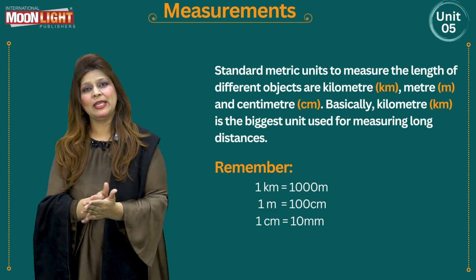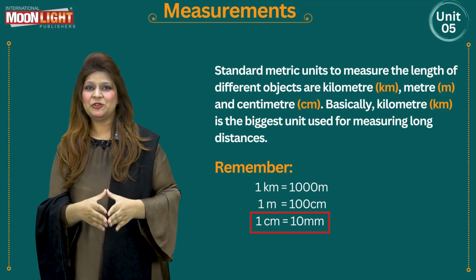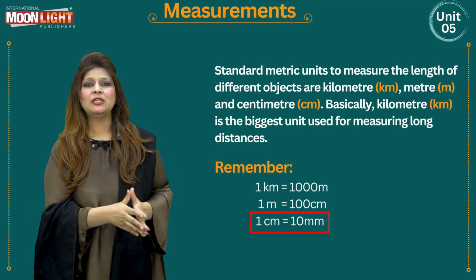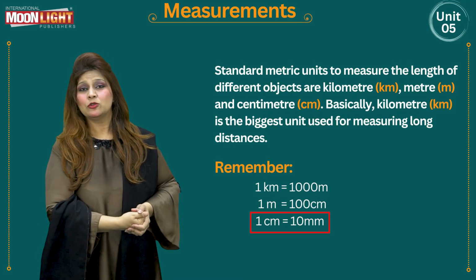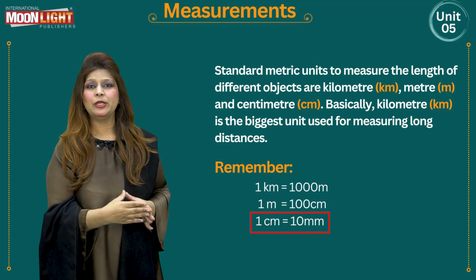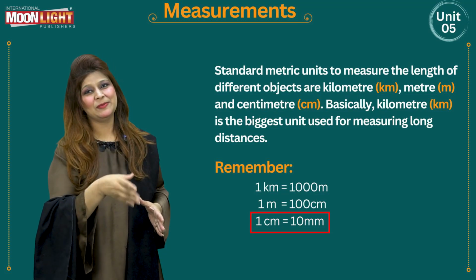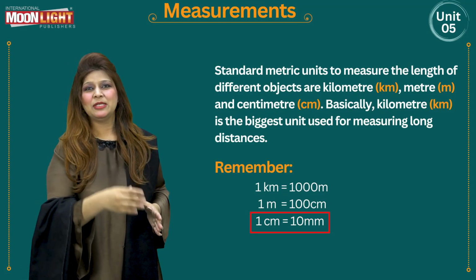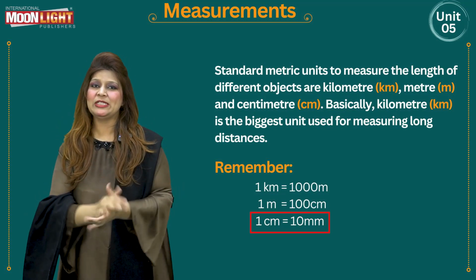Again, we have one question. What about 1 centimeter? In 1 centimeter, we have the millimeter, which is written as mm. We denote it with small m 2 times, for milli and meter. So we have 10 millimeters in 1 centimeter.